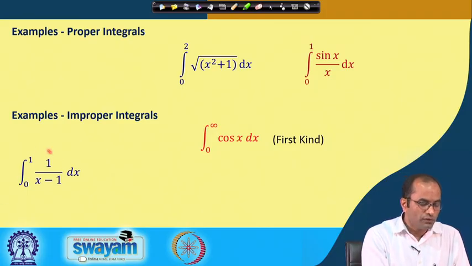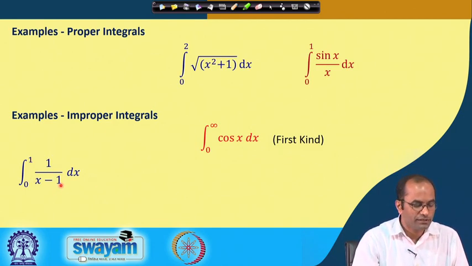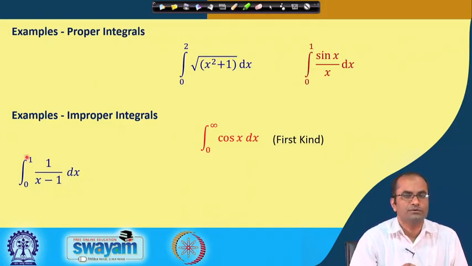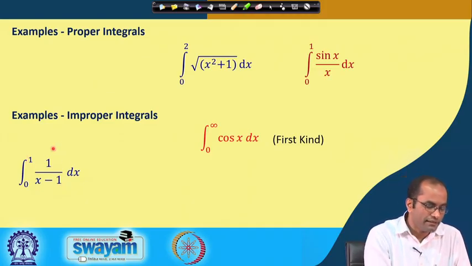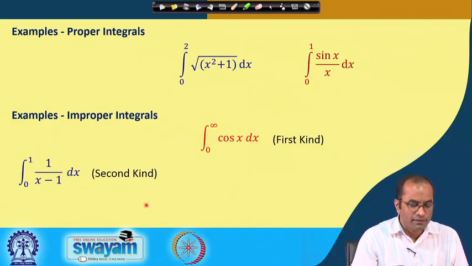Second, the integral from 0 to 1 of 1 over x minus 1 dx. In this case the range is finite, but the integrand here, as x approaches 1, is becoming unbounded. So, in this case the integrand is becoming unbounded as x approaches this upper limit, and this is the improper integral of second kind.